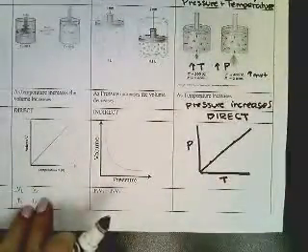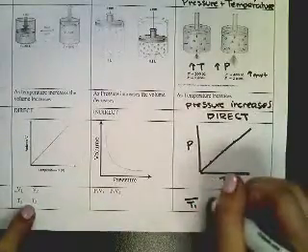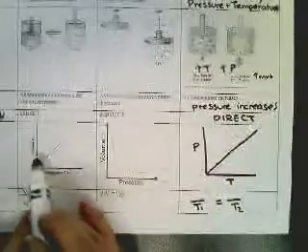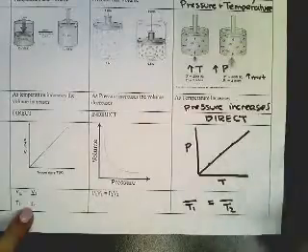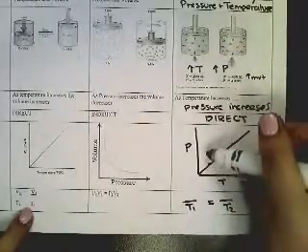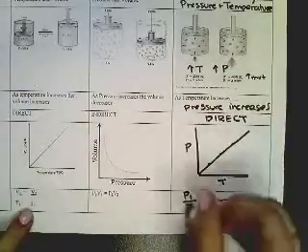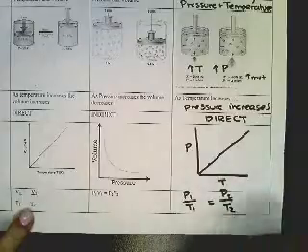The formula will also look like the one for Charles, which means temperature is on the bottom. Instead of volume being at the top, we're going to use pressure. It's kind of like in math, we have rise over run. It's our slope of our line. So pressure 1 over temperature 1 equals pressure 2 over temperature 2.